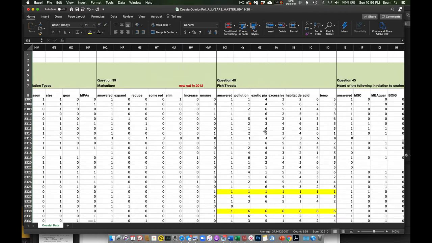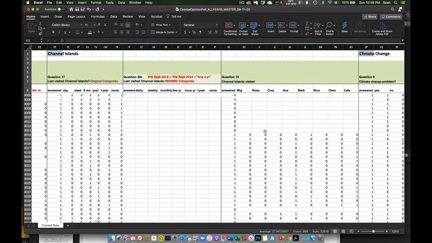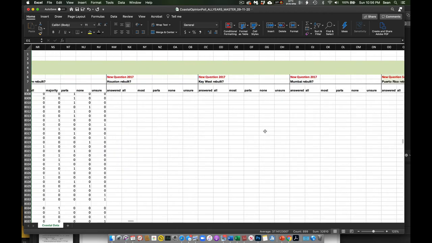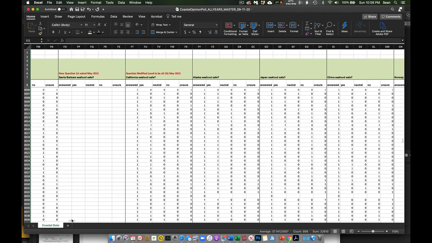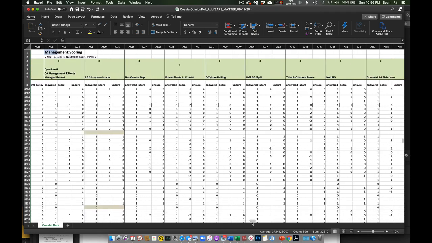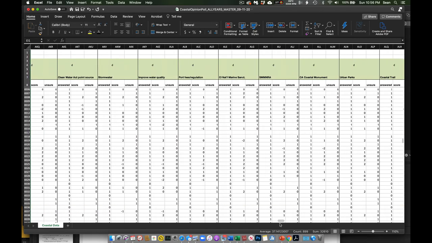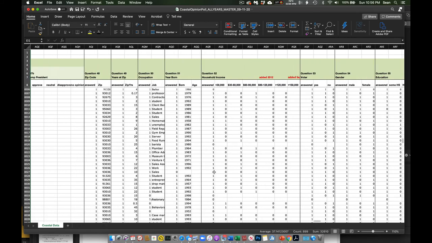Now, there's all kinds of other questions in the master database, but if we scroll over to the far right, you'll find the primarily demographic questions. You'll find the demographic questions such as people's home zip code, years that they've lived in that zip code, their occupation. This has not been sorted very much, it's just raw data.